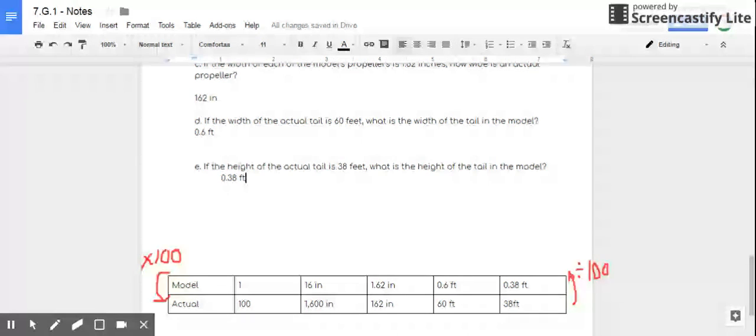Now that you're finished checking your answers, you can now work on your homework assignment for tonight.